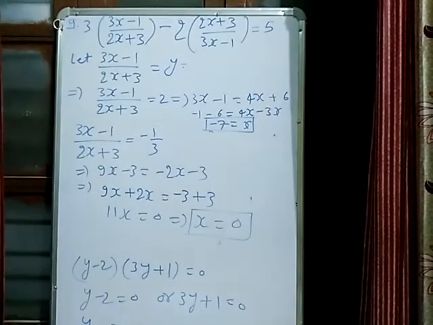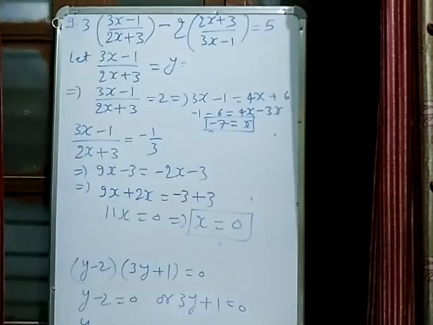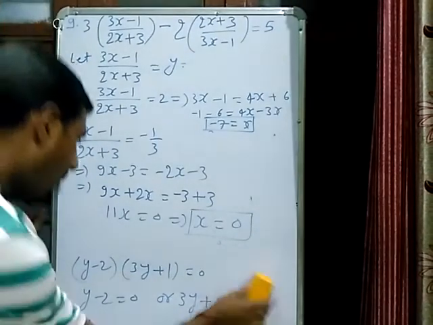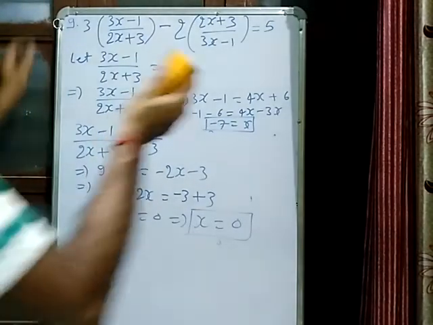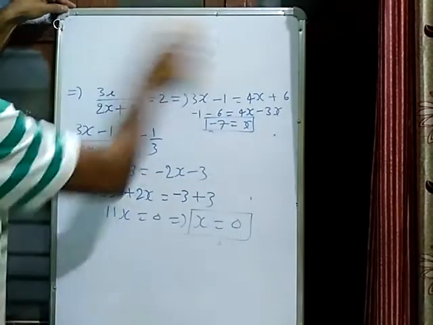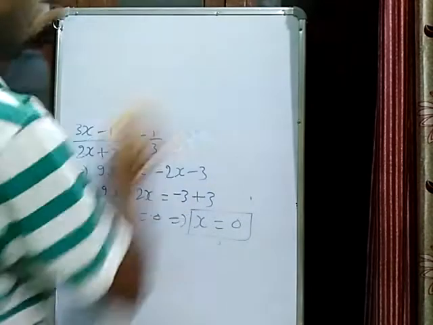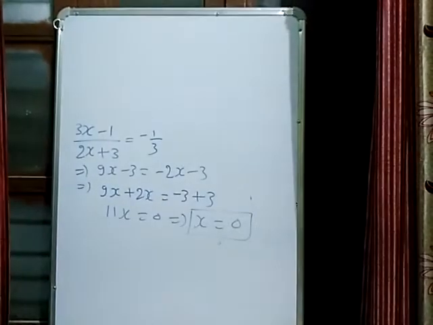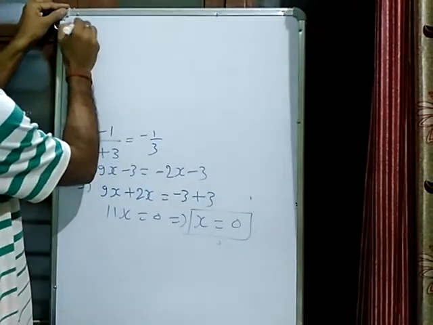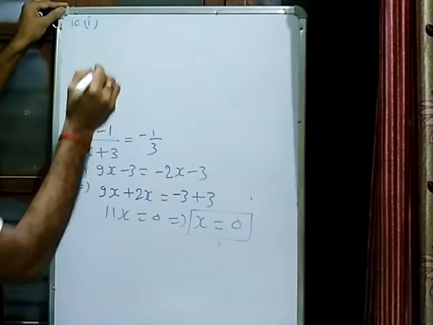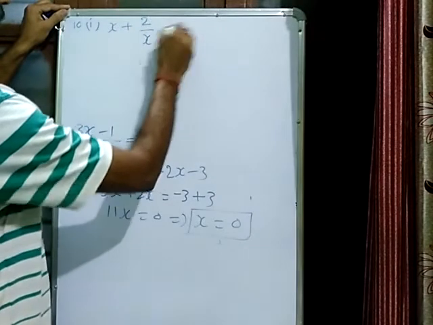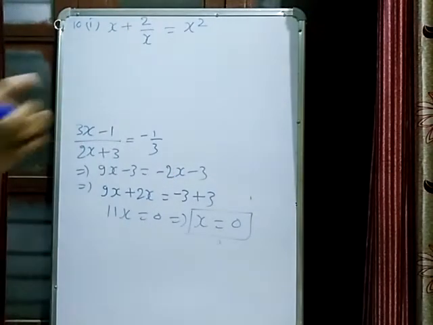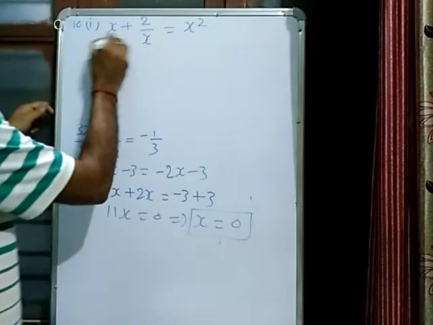And question number 10, if you look at question number 10, students, it is a very simple question. I hope all of you have done this question. Okay, question number 10, I will explain this question also. In the first part of this question, we need to check whether it is quadratic or not. Question number 10, first is given x plus 2 upon x is equal to x square. So see, you should not say just by looking that it is quadratic because x square is coming, because the variable should not be in the denominator.